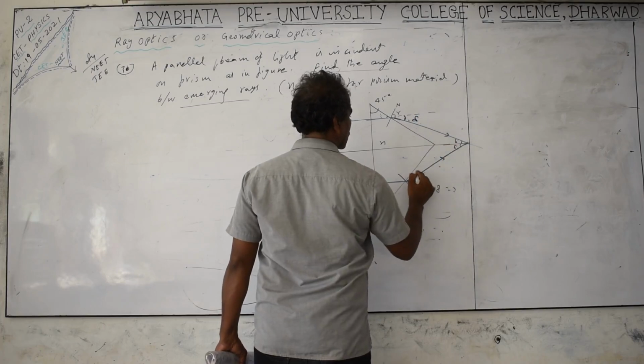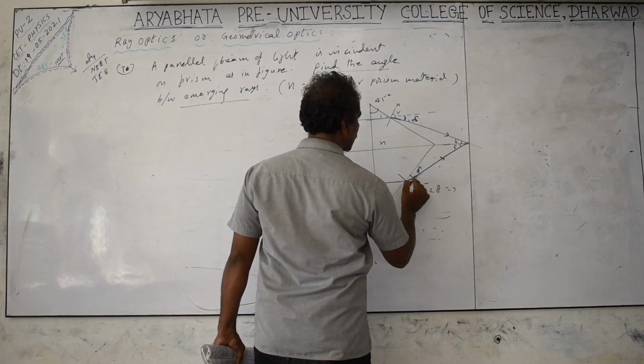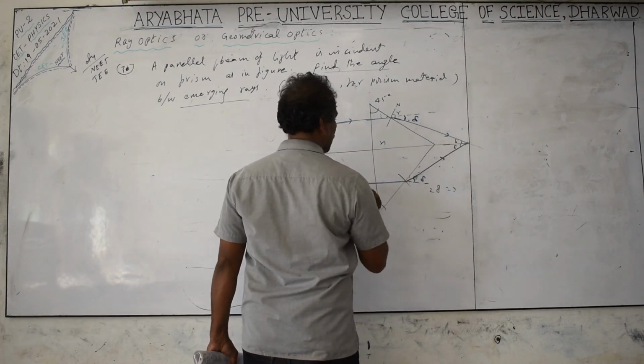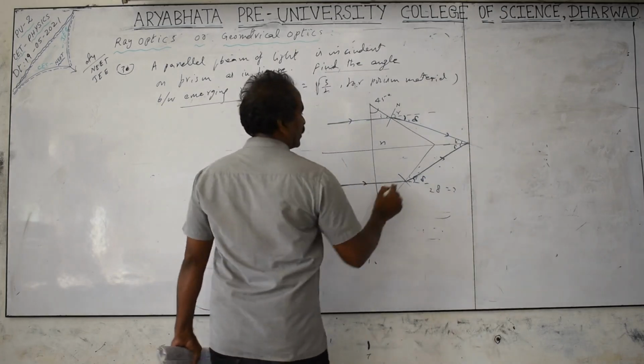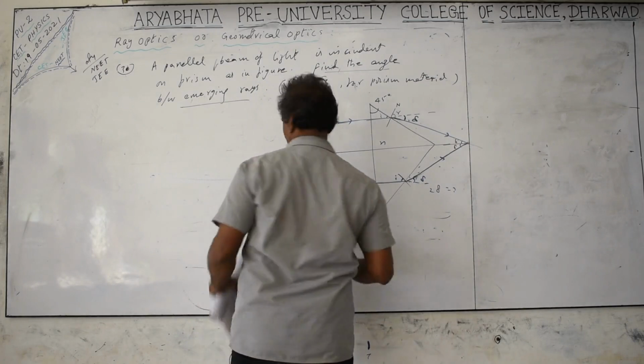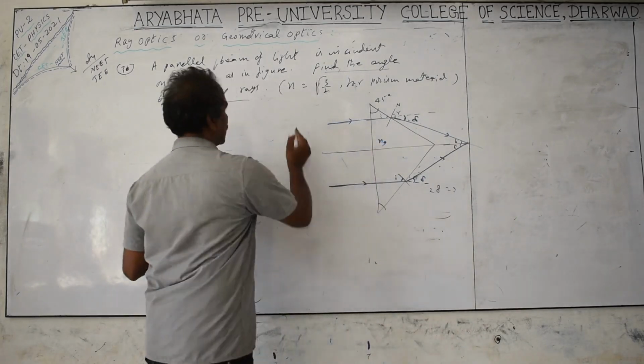This is also delta, this is also delta. Instead of going, sorry, this is delta. N glass, this is N glass or N material.